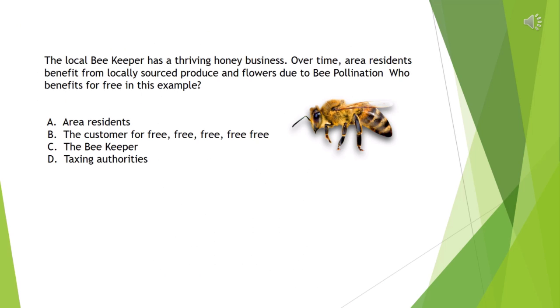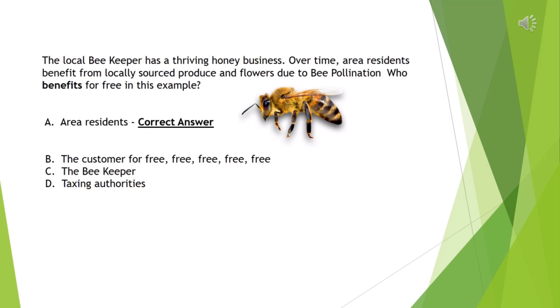The local beekeeper has a thriving honey business. Over time, area residents benefit from locally sourced produce and flowers due to bee pollination. Who benefits for free in this example? A. Area residents. B. The customer. C. The beekeeper. Or D. Taxing authorities.